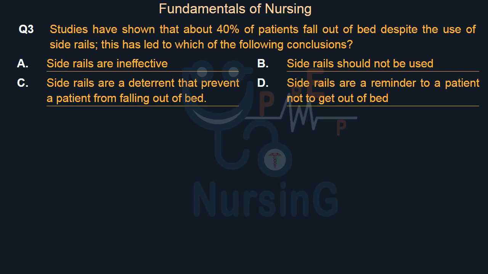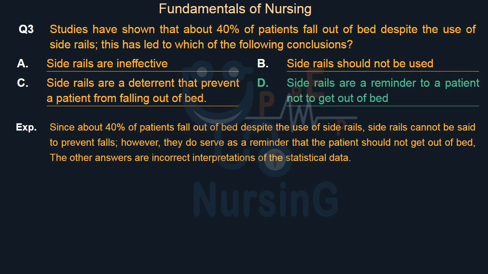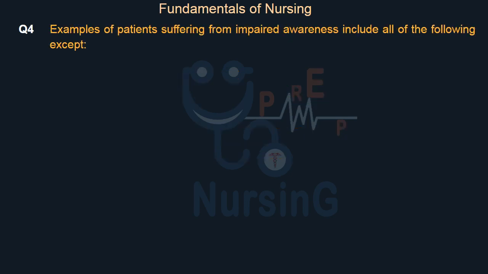Right answer is Option D. Side rails are a reminder to a patient not to get out of bed. Since about 40% of patients fall out of bed despite the use of side rails, side rails cannot be said to prevent falls. However, they do serve as a reminder that the patient should not get out of bed. The other answers are incorrect interpretations of the statistical data.